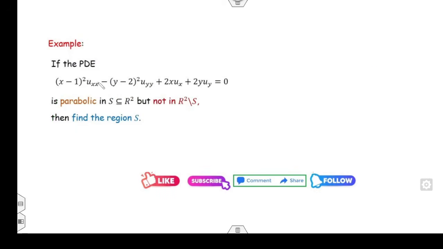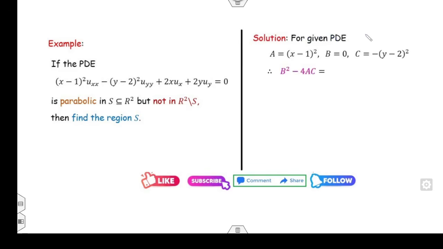Let's see, if the partial differential equation is parabolic in S, find the reason S. I think it's very simple. Can you calculate b square minus 4ac? What is b? B is 0 because there is no coefficient of the x and y. Minus 4a into c, where c will be minus (y minus 2) whole square.